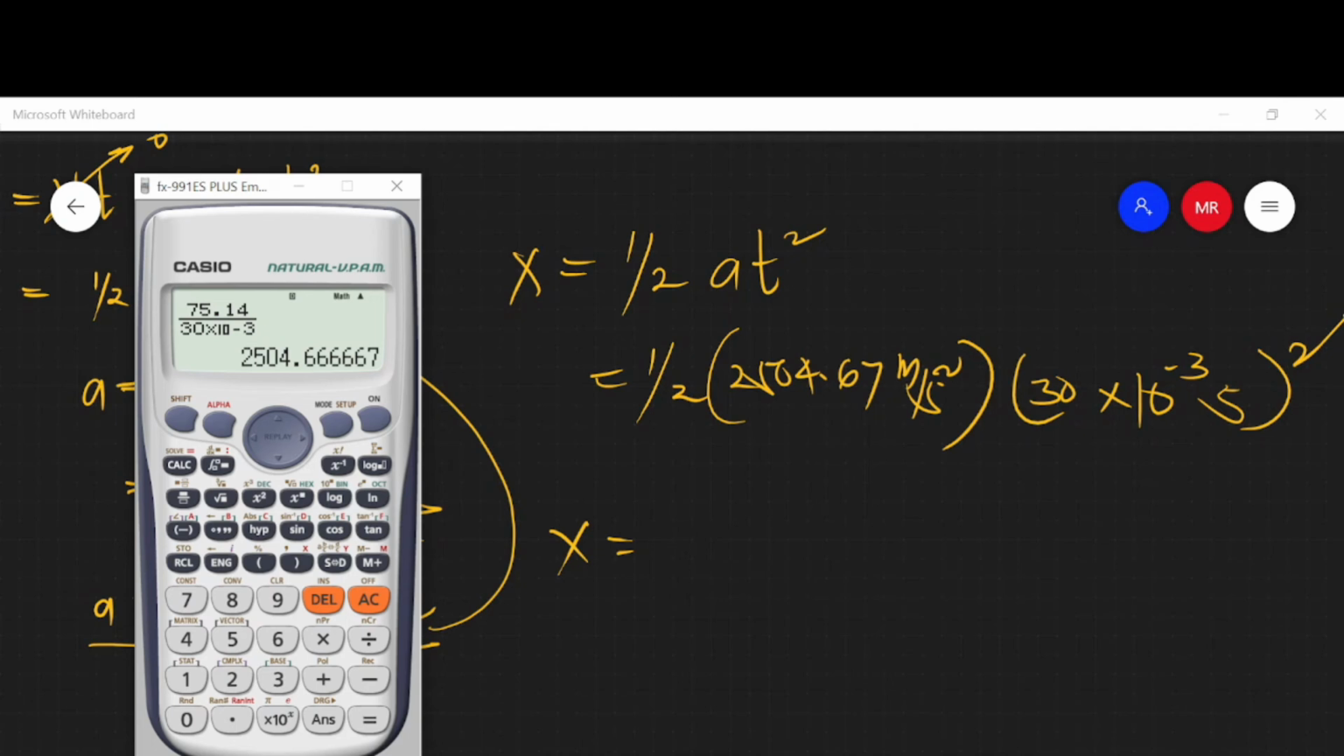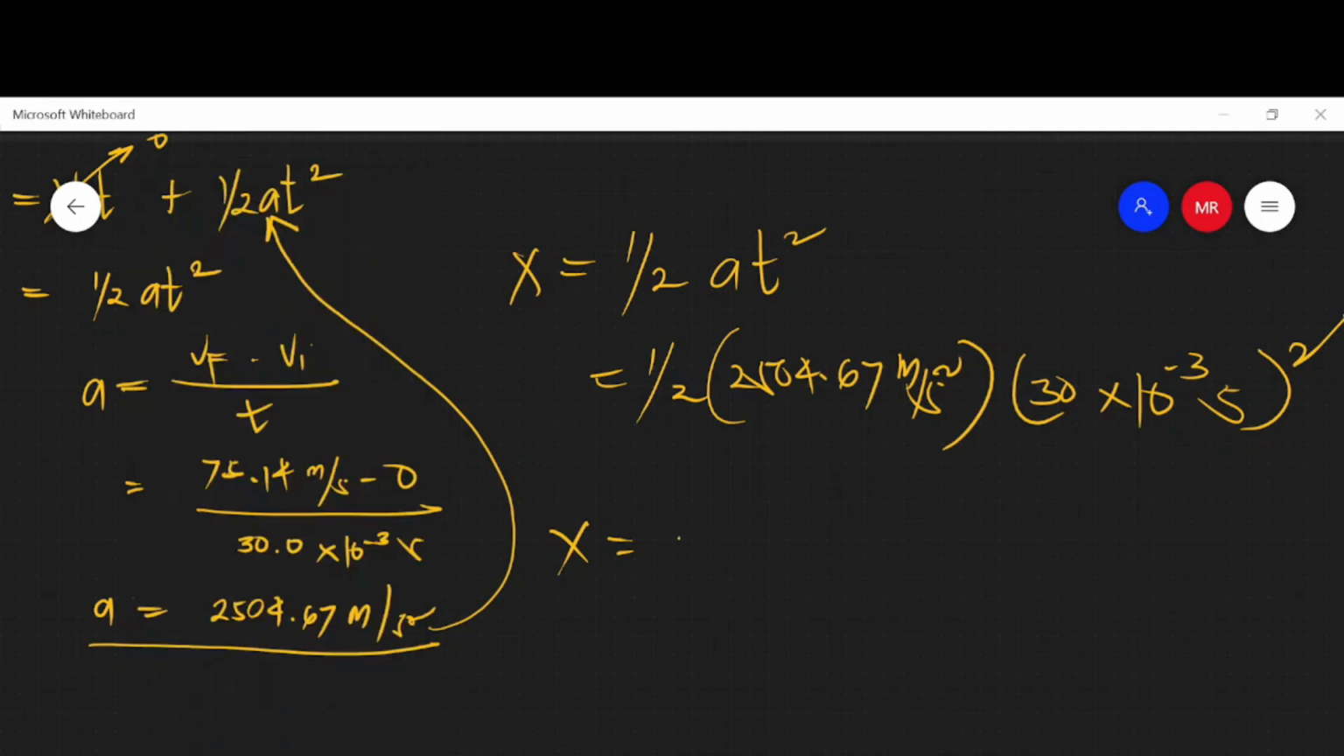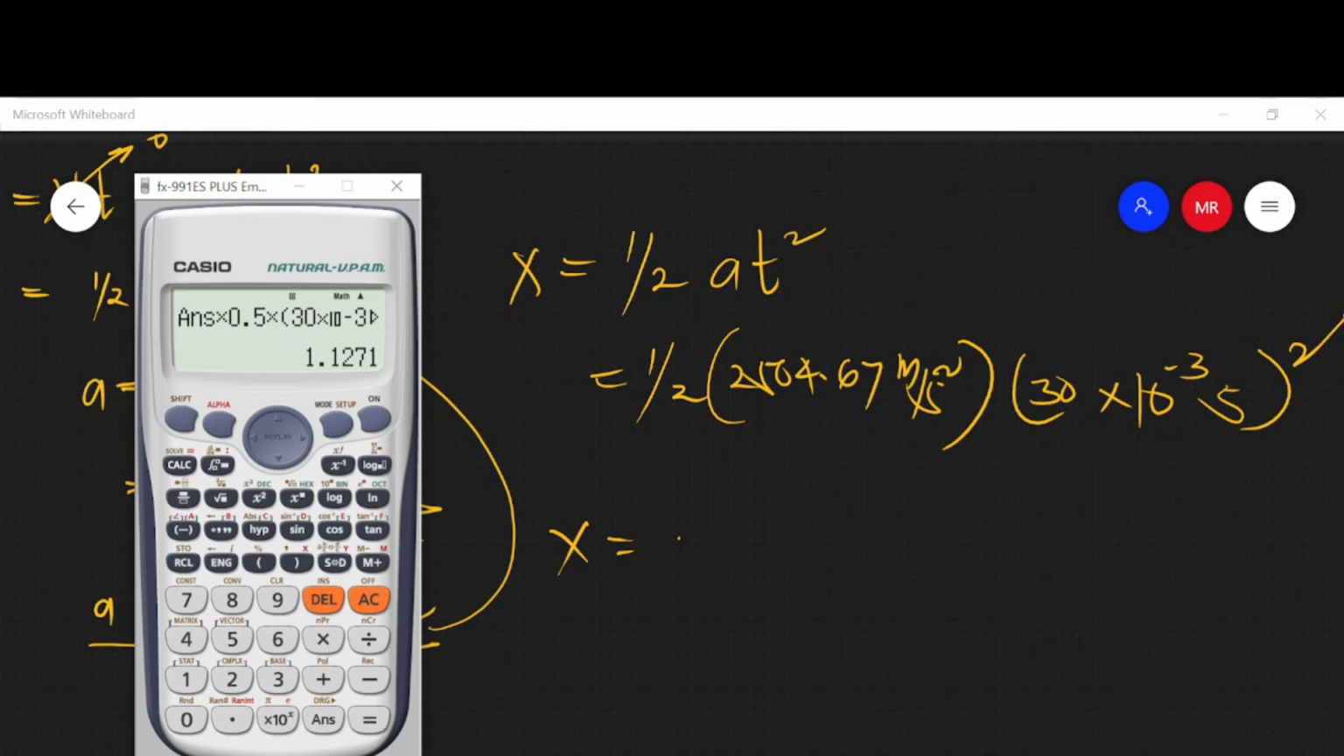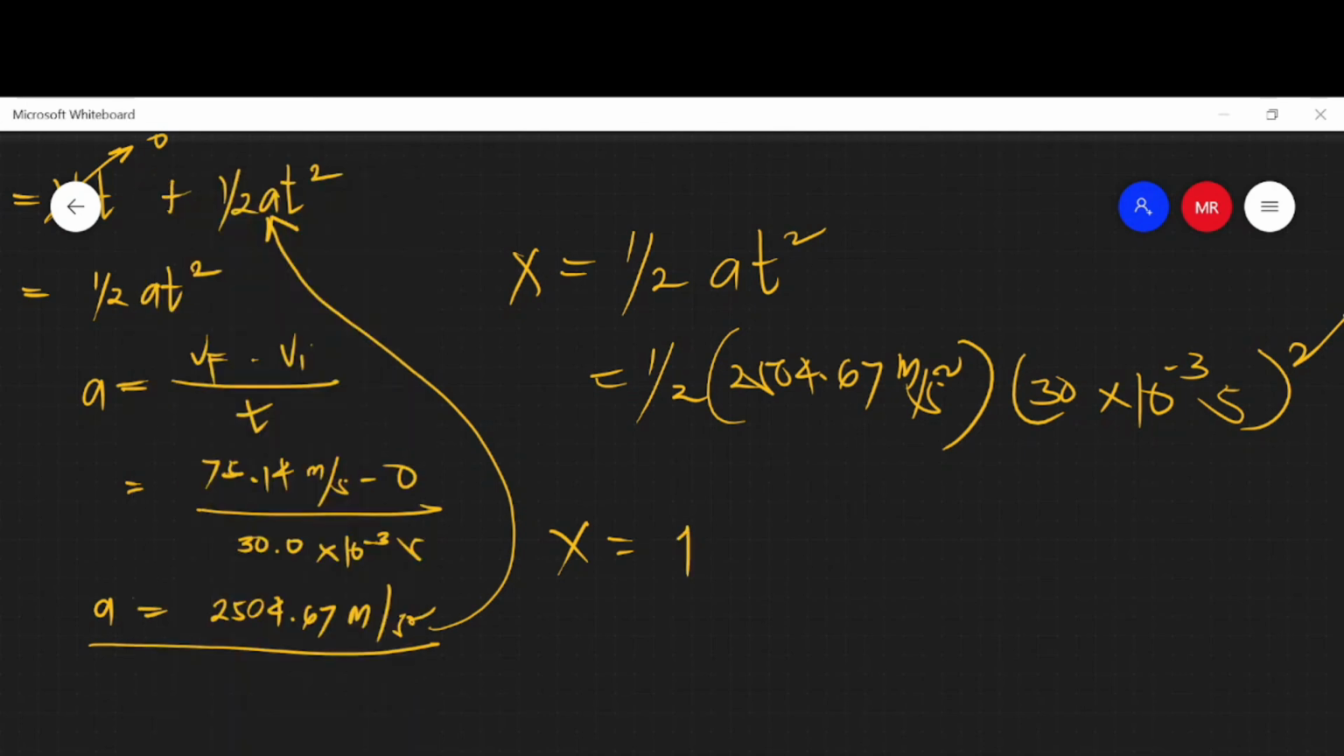So 2504.67 times 0.5, 1/2, times 30 times 10 to the negative 3, squared. So the displacement of the ball is 1.1271, or approximately 1.13 meters.